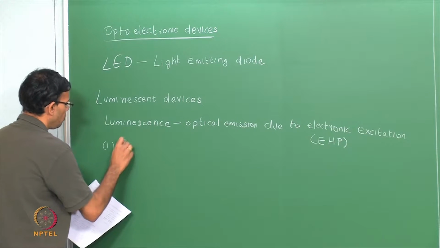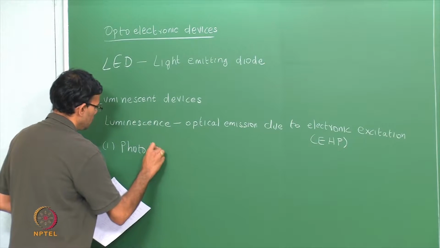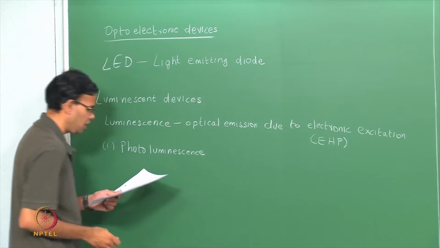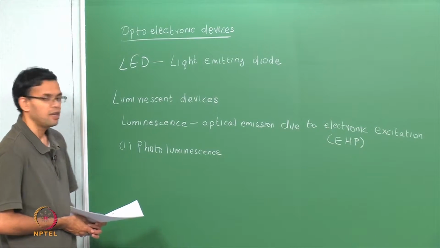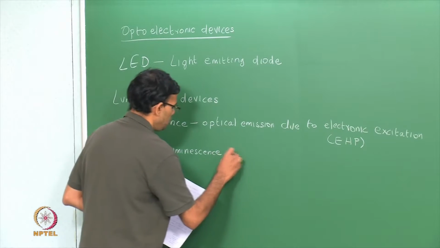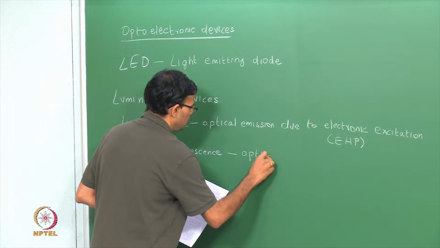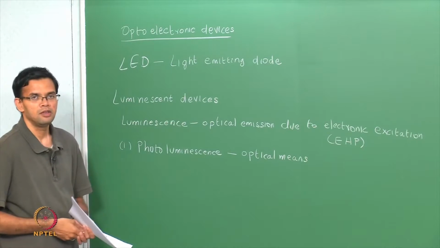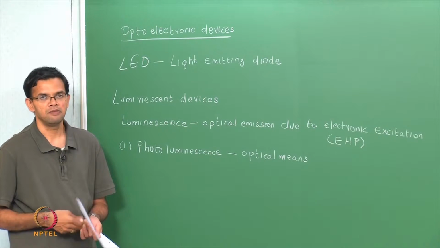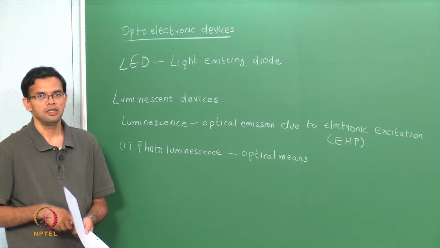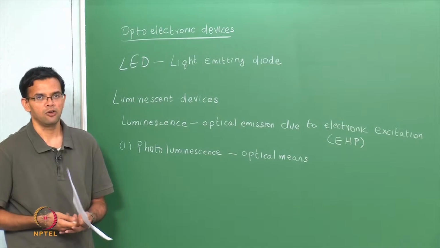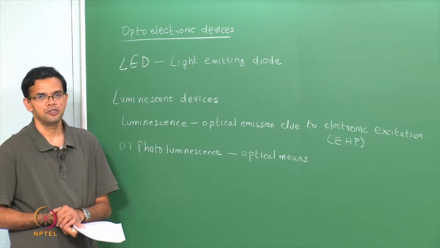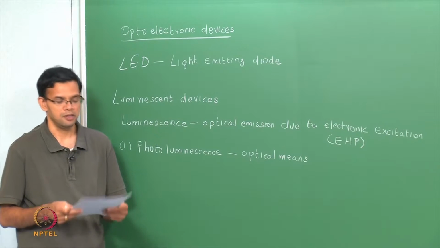In the case of photoluminescence, you use an optical means in order to create this excitation. For example, if you have a material with a band gap in the visible region, you could shine light in the ultraviolet region, which creates electron hole pairs. So, this creates the electronic excitation. When these electrons and holes recombine, they will give light in the visible region.